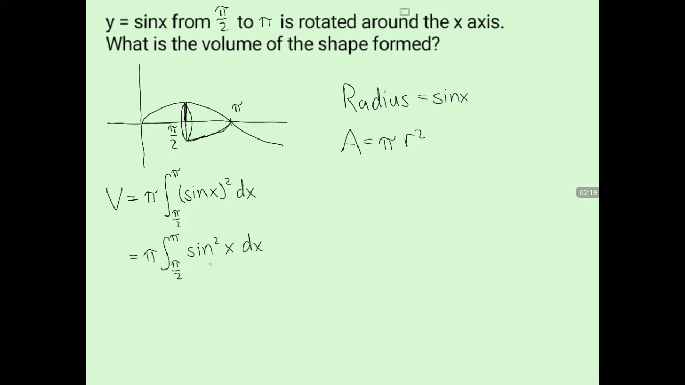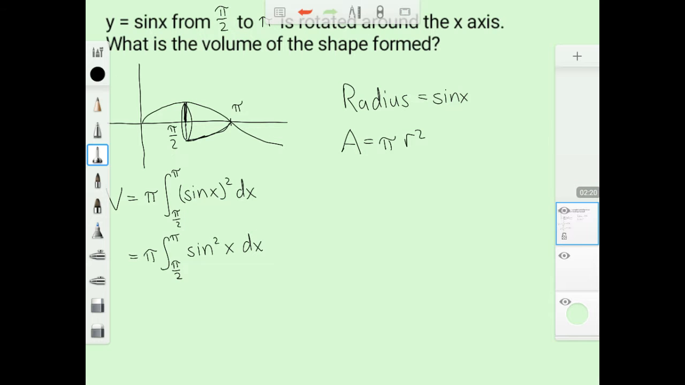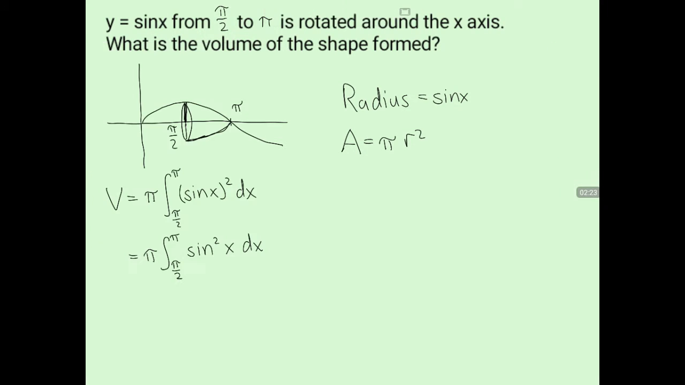To find this integral, we'd have to somehow simplify sine squared x. And lucky for us, there is a way, and that way is to use the double angle formula. So we know from the double angle formula that cosine 2x is equal to cosine squared of x minus sine squared of x. And we know from the Pythagorean theorem that cosine squared of x plus sine squared of x is equal to 1.